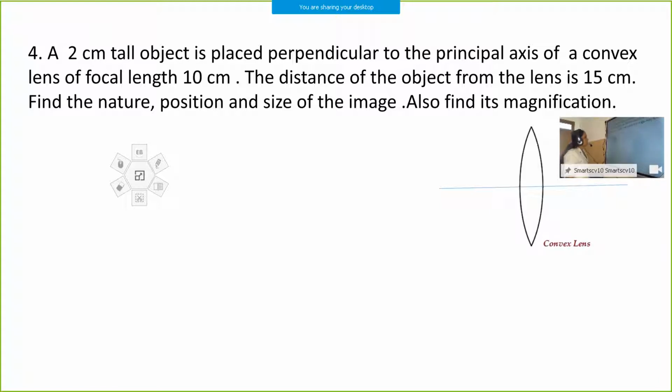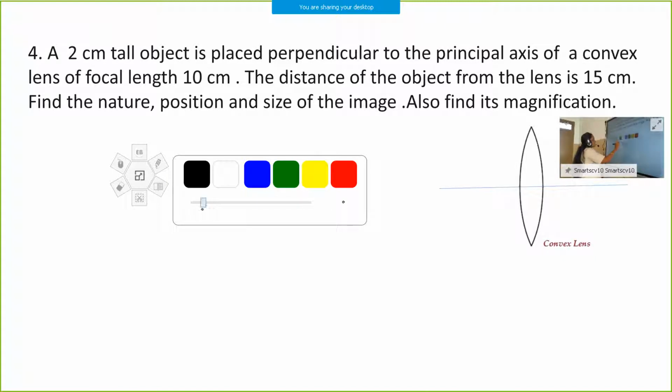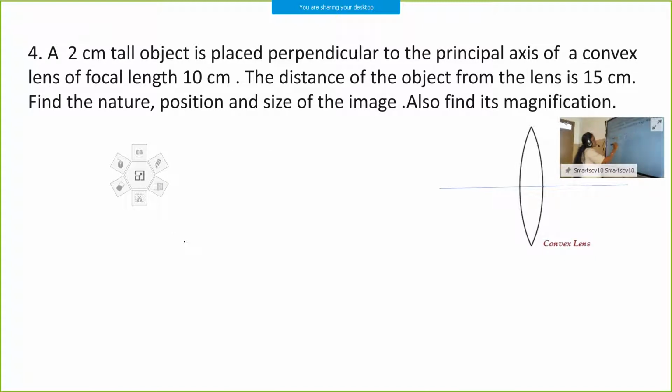2 centimeter tall object. So height of the object is given as 2 centimeter. So h, height of the object, is usually represented by the letter h, and it is 2 centimeter, and always object is kept above the principal axis, so it is positive 2. It's placed perpendicular to the principal axis of a convex lens of focal length 10 centimeter. So f is equal to 10 centimeter, and for a convex lens focal length is always positive.